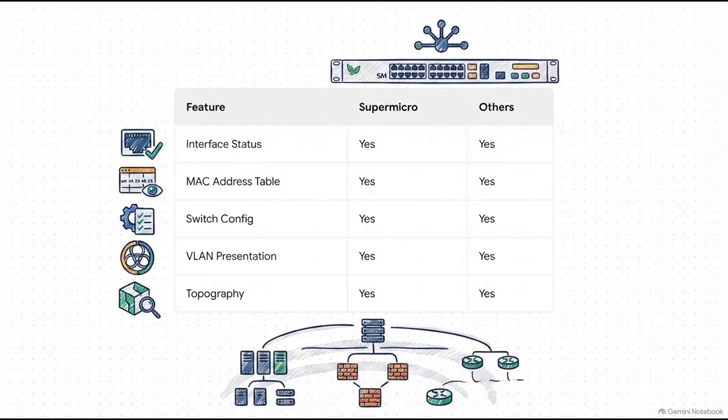Now, what's really cool is that whether you're running Supermicro switches or mixing in other brands, SCC gives you comprehensive top-of-rack management capabilities across the board. You aren't locked into some proprietary walled garden just to get basic network visibility. You're getting interface statuses, MAC address details per VLAN, full switch configurations, and network topography views, completely regardless of whether the hardware actually says Supermicro on the bezel or not. It's really all about true, unified management.